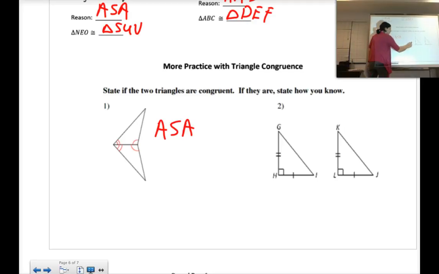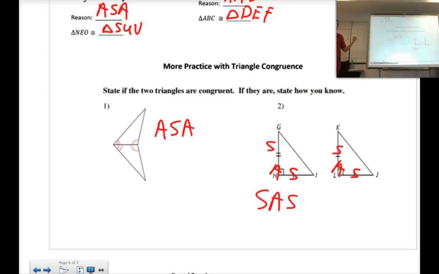The legs, right? Can I see that the hypotenuse is congruent to itself, to the other triangle? No, so I can't say hypotenuse leg because no information is given to me about the hypotenuse. So what is it then? Good. Side angle side. So it is congruent, but it's side angle side.